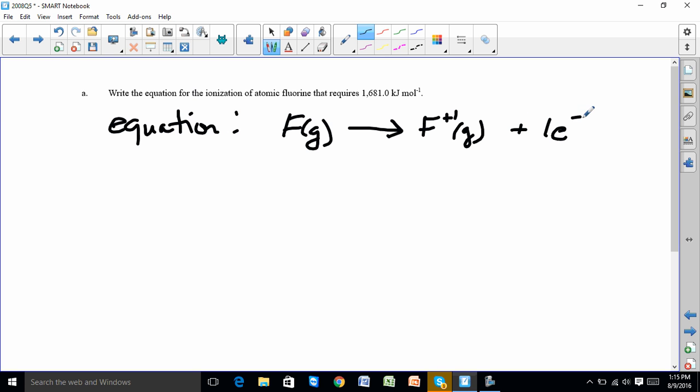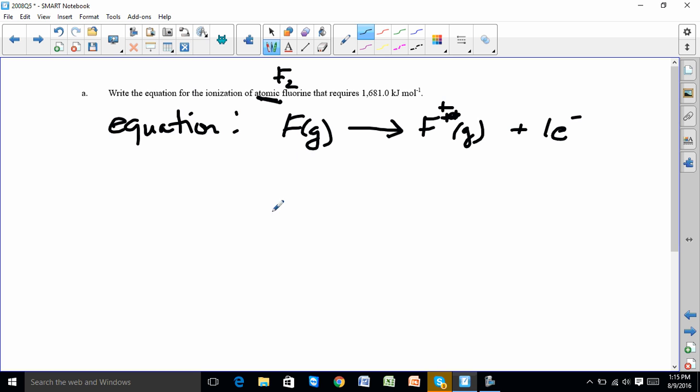Some things you should notice: the charge over here is 0, positive 1, and negative 1 is 0. By the way, it's okay if you just put a plus here. This is the first ionization energy for atomic, not molecular fluorine. It has to be in the gas state. That makes everything equal. So it takes energy.